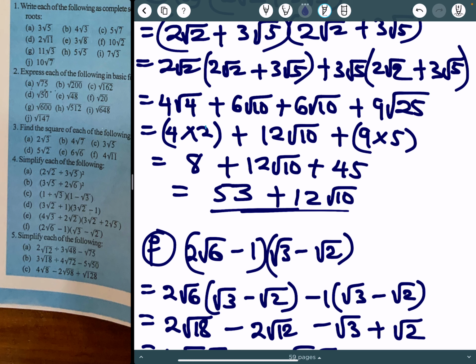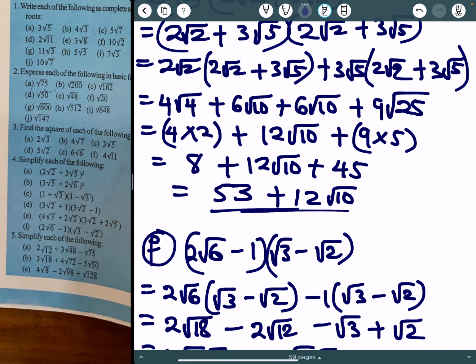Root 4 is 2. This is 4 times 2, which is 8. 6 root 10 plus 6 root 10 will give me 12 root 10. This is just like 6x plus 6x to give 12x. They are similar surds. Similar surds can be added or subtracted. Then this will give me 9 times 5, which is 45. 8 plus 45 will give me 53. My answer is 53 plus 12 root 10. Take note of this kind of question. It's very common in simplification of surds.